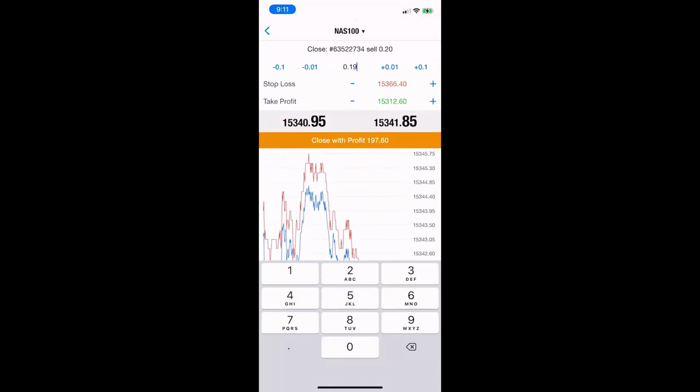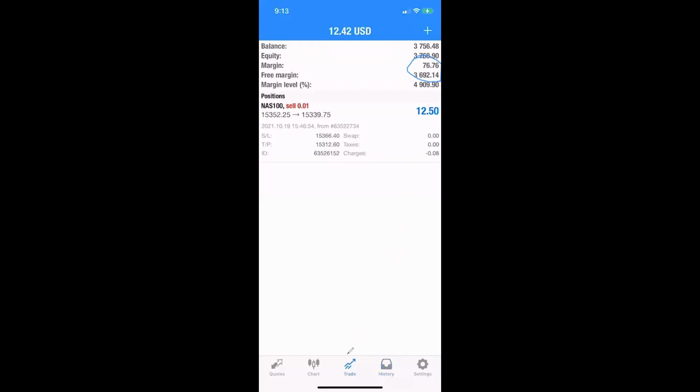So it looks like we're close to a $200 profit. My goal is to get at least $250. So once we get to the $250 mark or more, then I'm going to close the first partial trade. So I'll be right back. All right, so I closed my first partial trade, $258 profit. So not bad. We're still $12 in profit on our second partial trade.